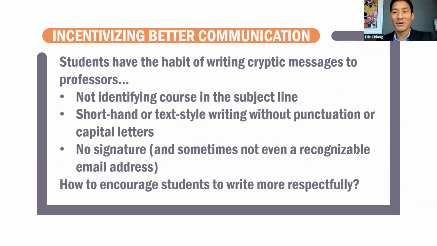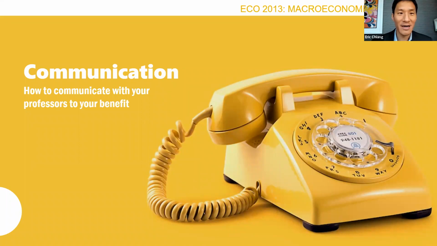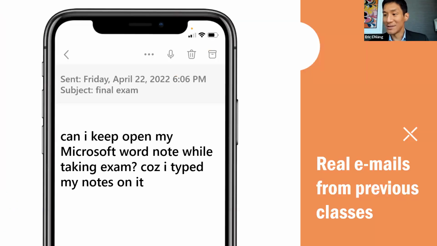So my final example is how to incentivize better communications from students. This was the result of years of receiving very cryptic messages from students, such as not identifying the course, or using terrible grammar, or not even providing their name. So a few years ago, I started sharing on the first day of class these slides where I would share some real emails received from students in the previous term, such as these. So these are real emails I would receive from students.